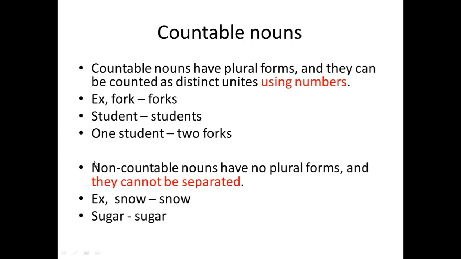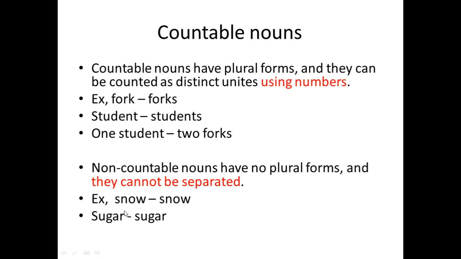How about non-countable nouns? Well, non-countable nouns have no plural forms. So this is one difference between countable noun and non-countable noun. Countable nouns have plural forms, but non-countable nouns have no plural forms. And they cannot be separated. Again, another difference. Countable nouns can be separated, or distinct, but non-countable nouns cannot be separated.